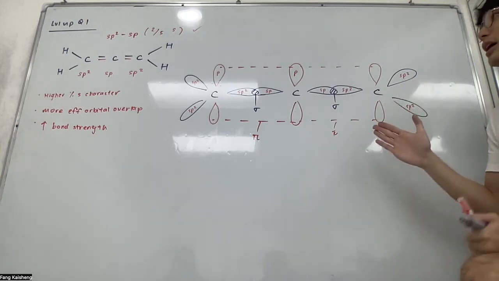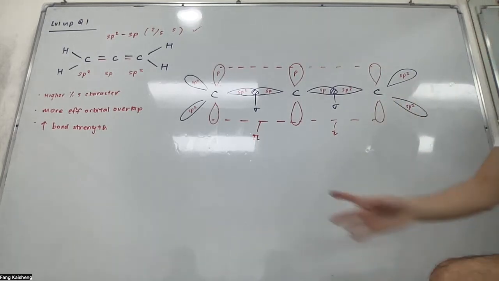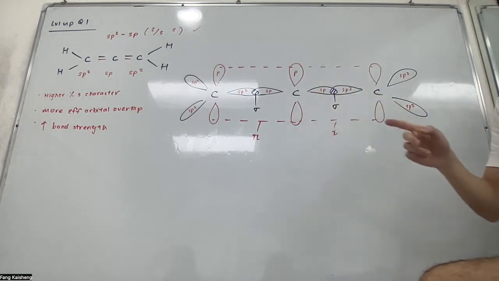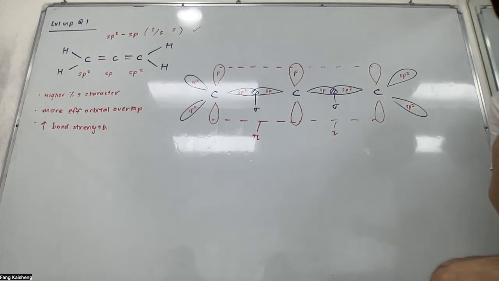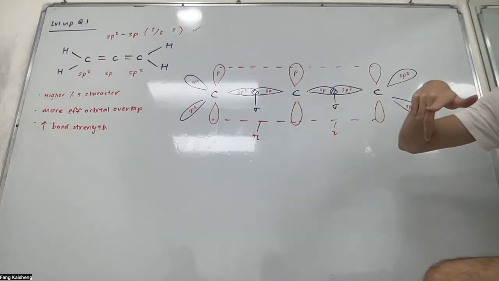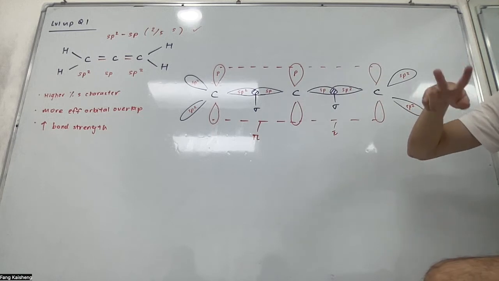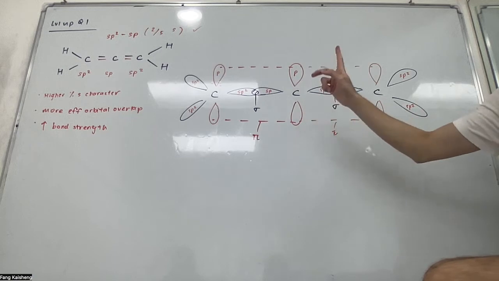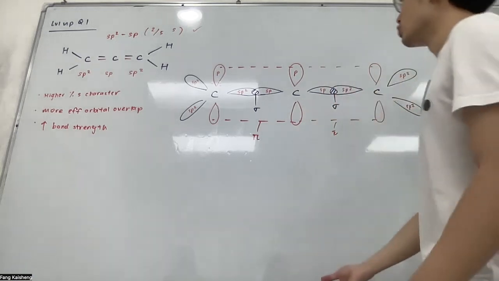But this is wrong. Why is this wrong? Can you all focus on the carbon in the middle? The middle carbon is sp hybridized. How many sp hybridized orbitals must it have? It has 2, right? But at the same time, how many p orbitals does it have? 2. How many p orbitals have I drawn for this guy? I've only drawn 1, right? There's actually another p orbital you need to draw also.